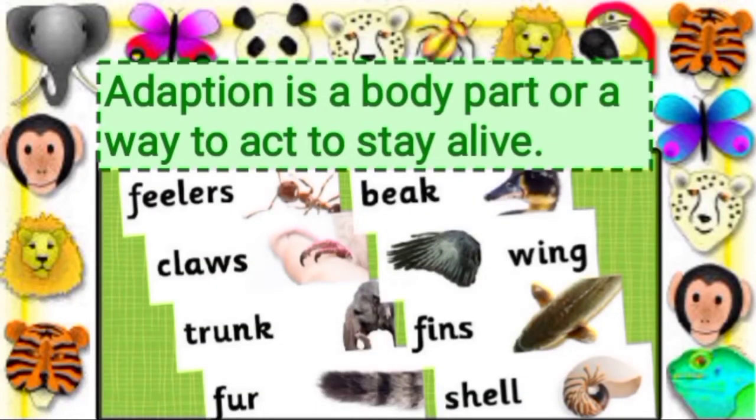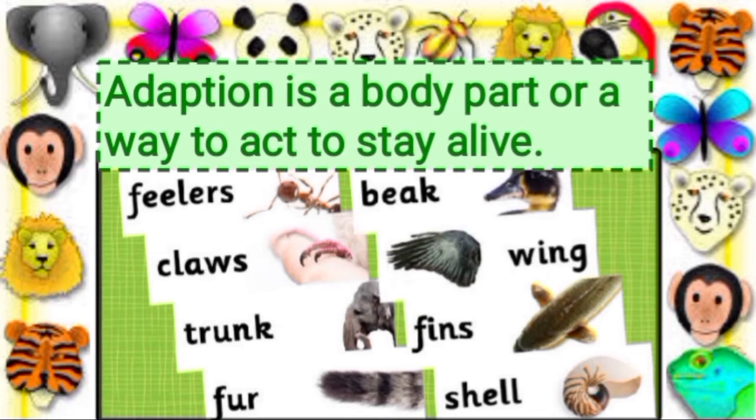So let's understand what adaptation is. An adaptation is a way an animal's body helps it to survive or live in its environment. Animals depend on their physical features to help them obtain food, keep safe, and build homes. And these physical features are called physical adaptations.